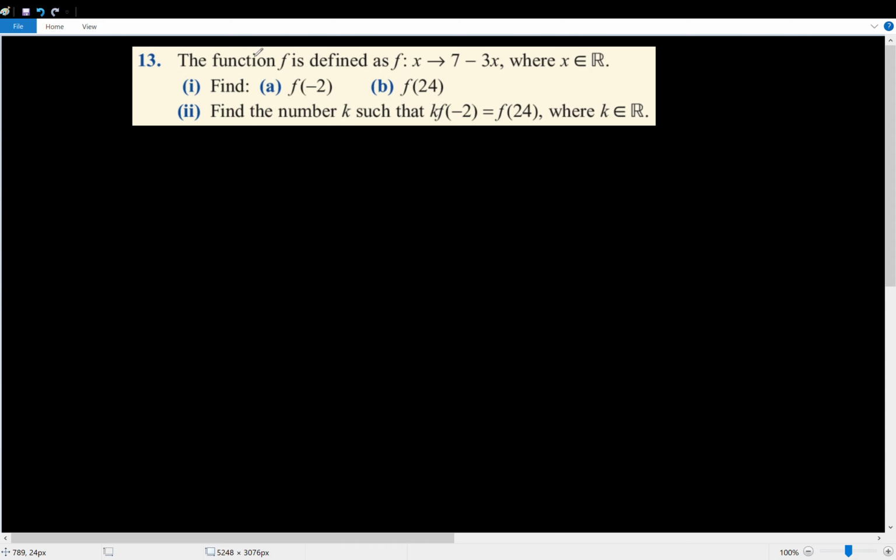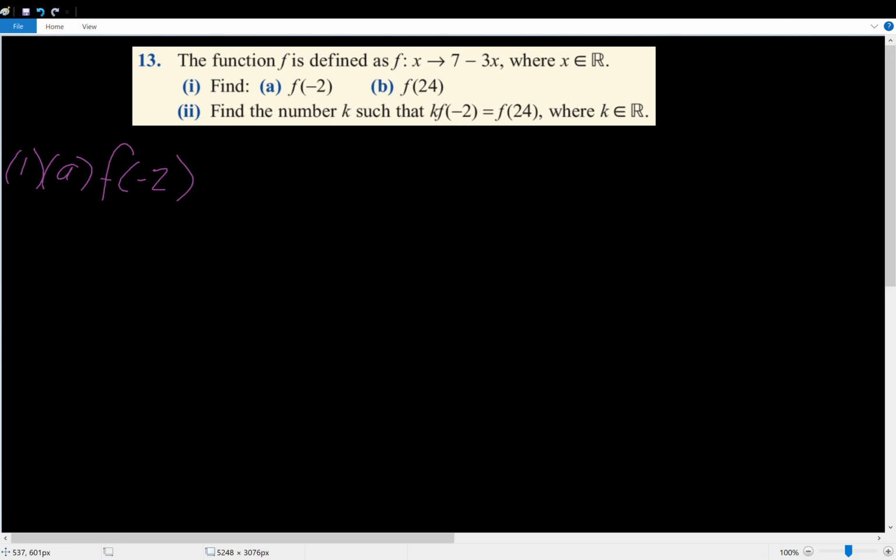Then for part 2, we've defined the number k such that k times f of minus 2 is equal to f of 24, where k is an element of R. Let's take this one step at a time. So for part 1a, we've defined f of minus 2.